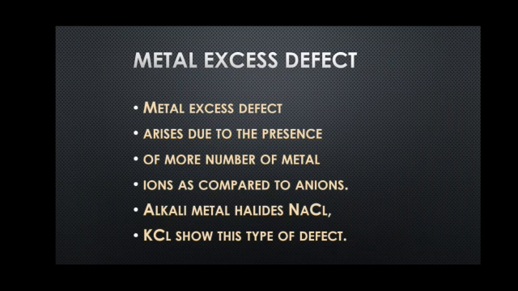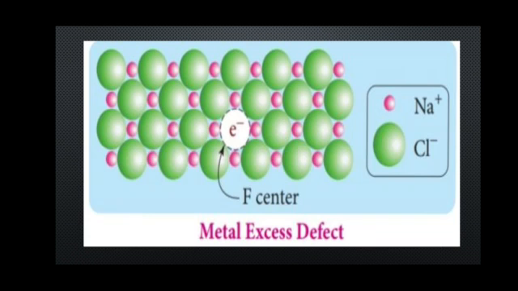Metal excess defect arises due to the presence of a greater number of metal ions compared to anions. When compared to the anions, the number of cations will be more. That is why we call it a metal excess defect. This type of defect takes place in sodium chloride, potassium chloride, etc. See this example, the sodium chloride crystal structure.